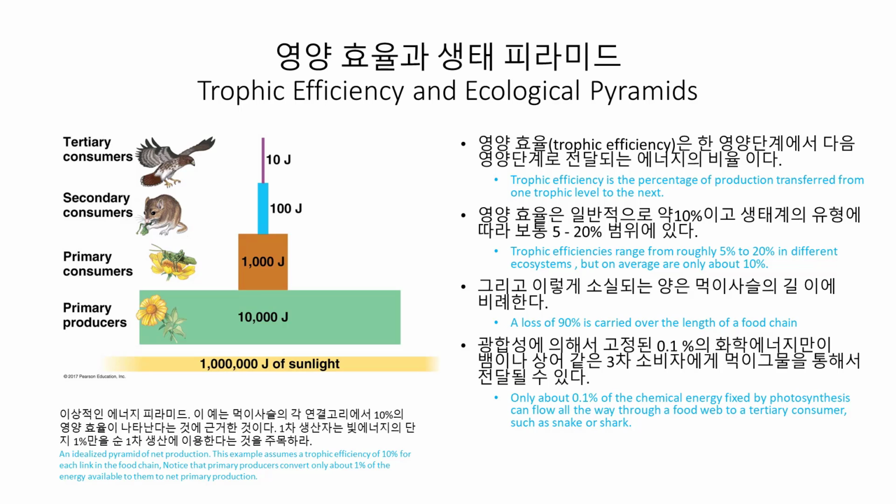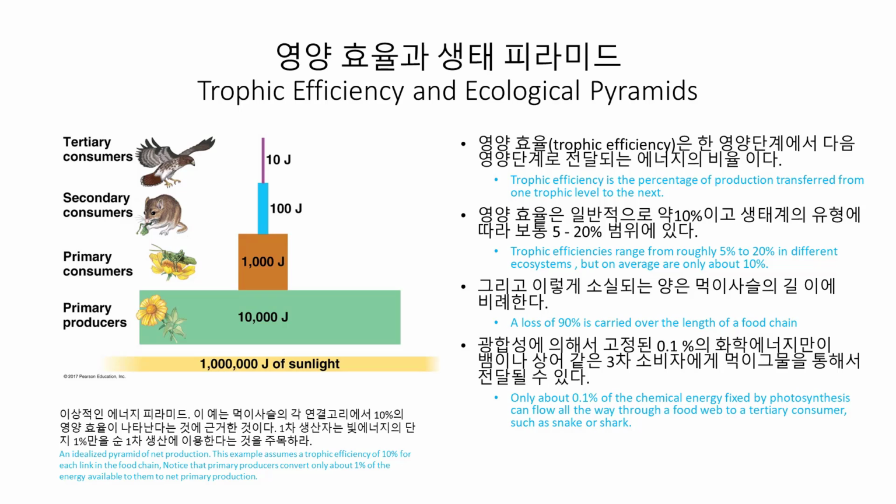This loss is multiplied over the length of a food chain. If 10% of available energy is transferred from primary producers to primary consumers, such as caterpillars, and 10% of that energy is transferred to secondary consumers, such as carnivores, then only 1% of the net primary production is available to secondary consumers. The progressive loss of energy along a food chain limits the abundance of top-level carnivores that an ecosystem can support. Only about 0.1% of the chemical energy fixed by photosynthesis can flow all the way through a food web to a tertiary consumer, such as a snake or a shark.